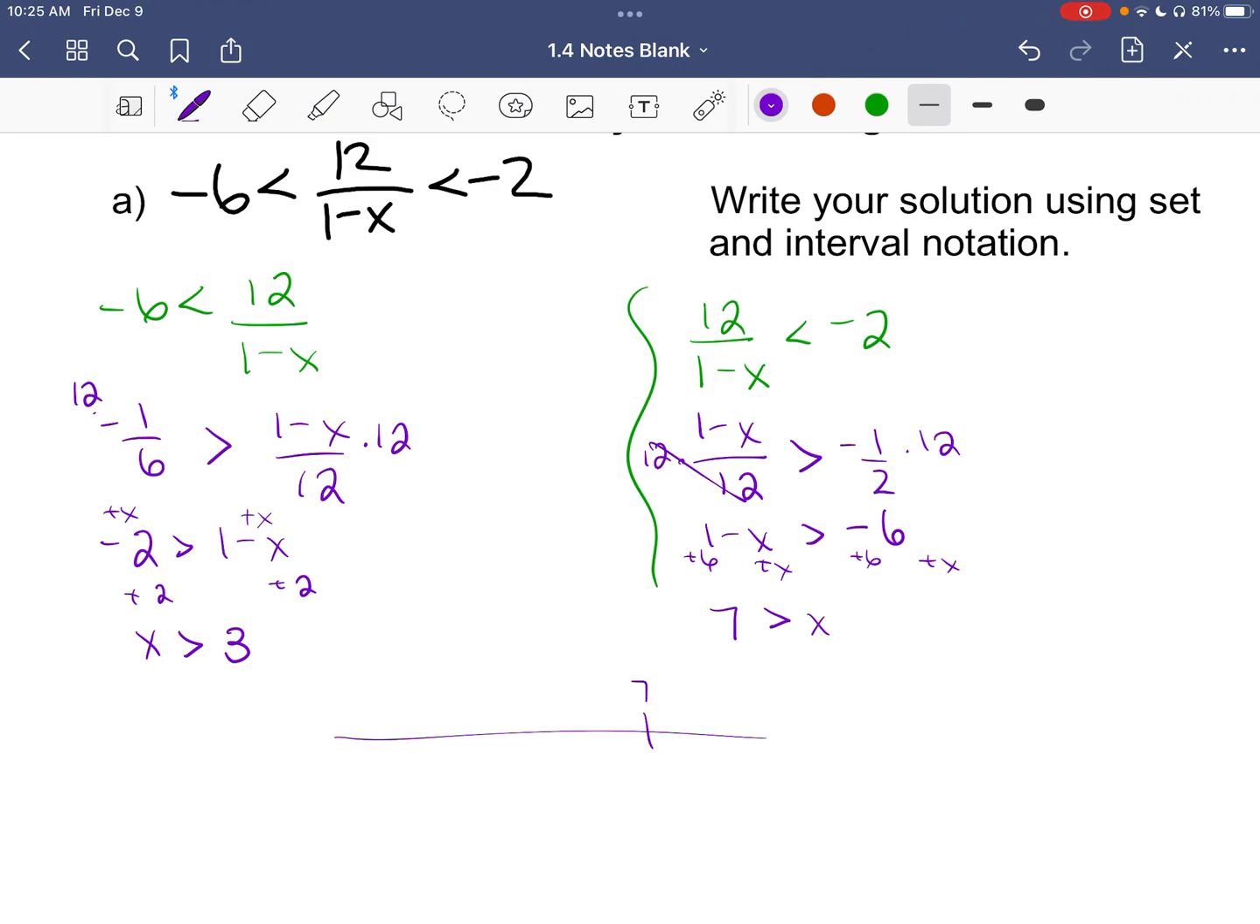So if 7's here, x is less than that. But x has to be bigger than 3. So we know our answers will be between 3 and 7.